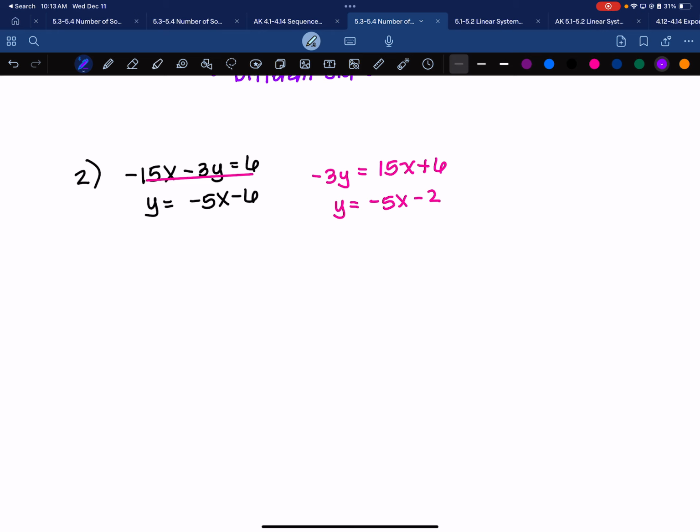Okay. Is the negative 2 supposed to be negative 6? No, because 6 divided by negative 3 is negative 2. Okay. Right? Yeah.